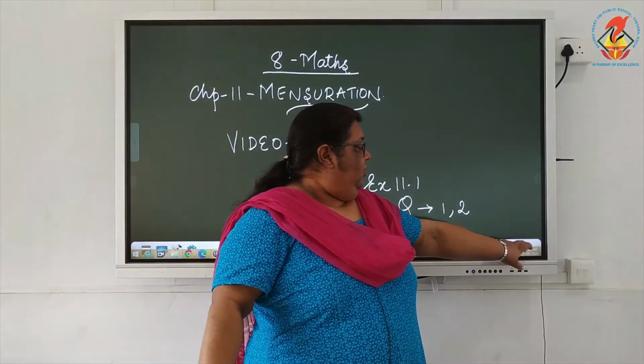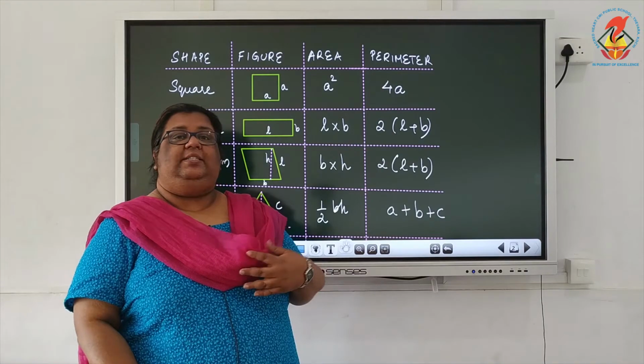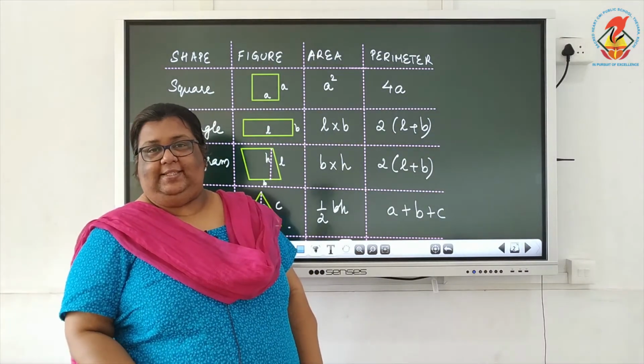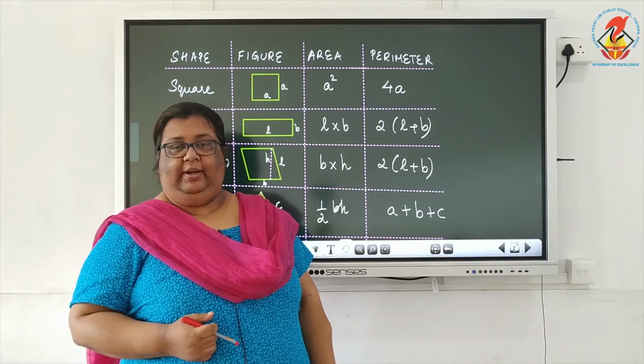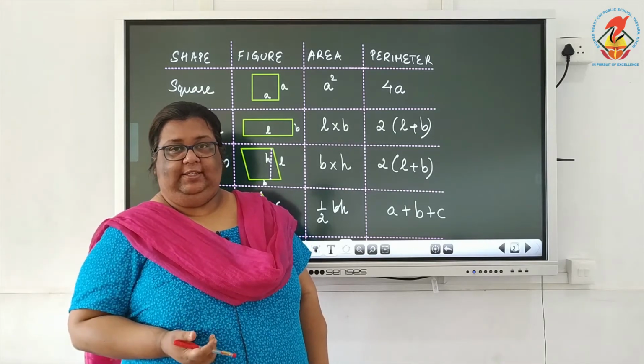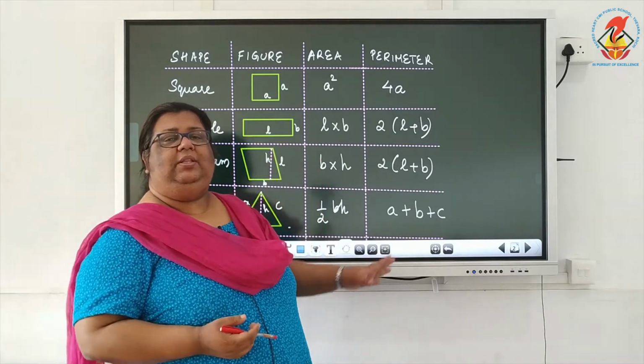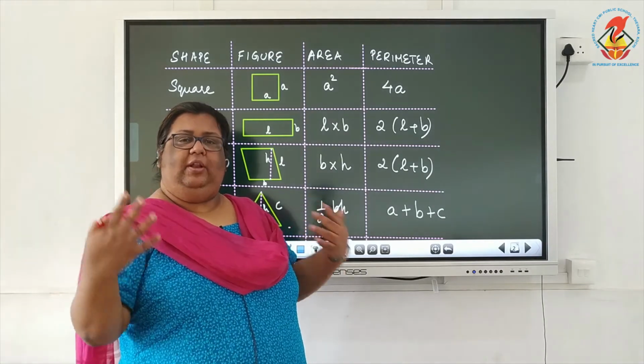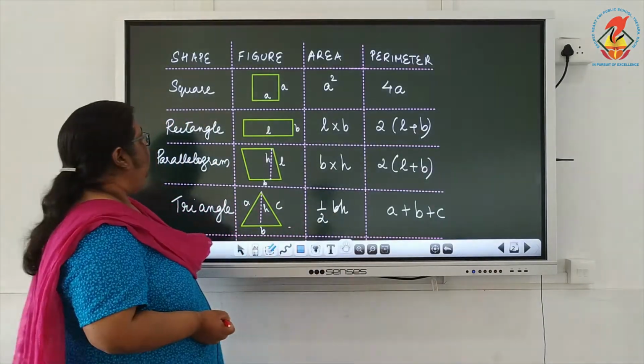Now let us recall some of the figures that we learned in the smaller classes. The shape of the figure, area, perimeter of all these figures. I know you are familiar with all these figures. Let's just recall, okay? The first one given here is a square.